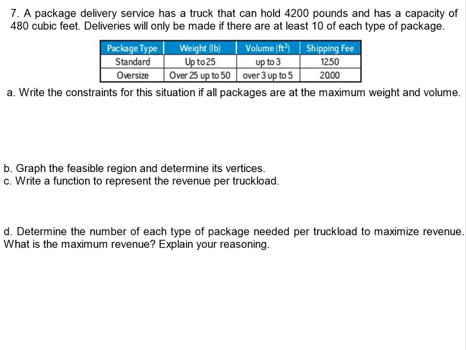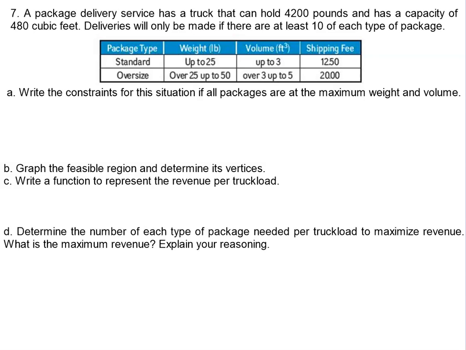Okay, I wanted to give you a little help on this homework problem number 7 from lesson 1-8. We're talking about linear programming. And so let's just take a look at what this problem is, the information that's giving us and what it is that we're supposed to do.